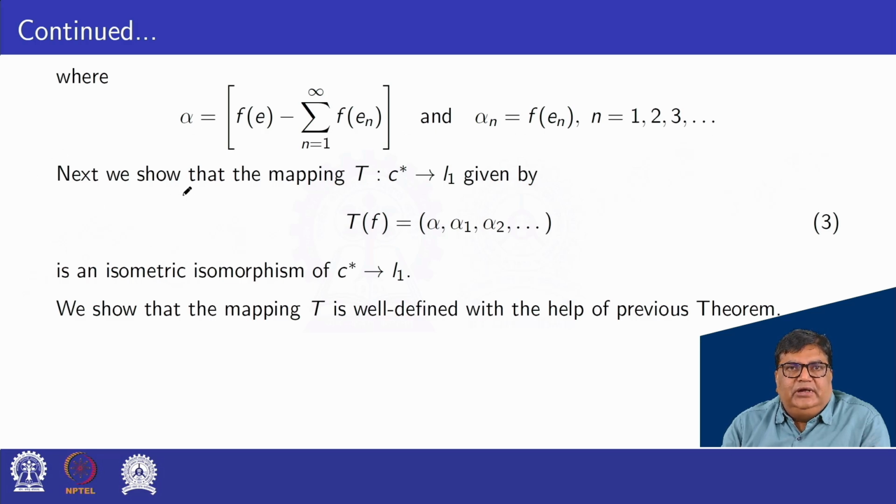Next, we show that the mapping T from C star to L1 given by Tf is equal to (alpha, alpha 1, alpha 2 and so on), equation 3, is an isometric isomorphism of C star to L1. We show that the mapping T is well defined with the help of the previous theorem.